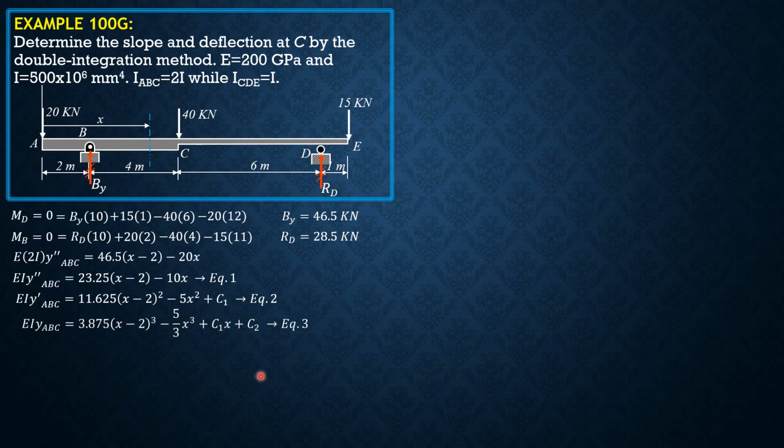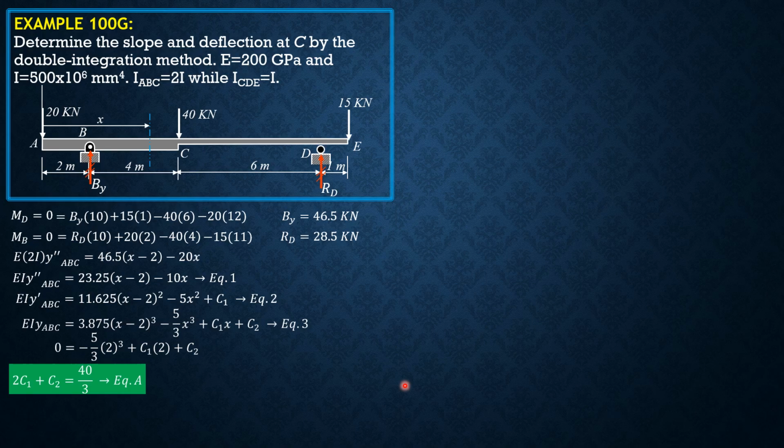Then when x is 2, y is 0 when x is 2. So substitute here. 0 equals 0 minus 5 thirds 2 cube plus C sub 1 times 2 plus C sub 2. So let's set up the first equation. 2C sub 1 plus C sub 2 equals 40 over 3. Call this equation A. And that's the only boundary condition that we can set up at B. Take note that C has the same slope and the same deflection as ABC and CDE because it is a continuous beam.